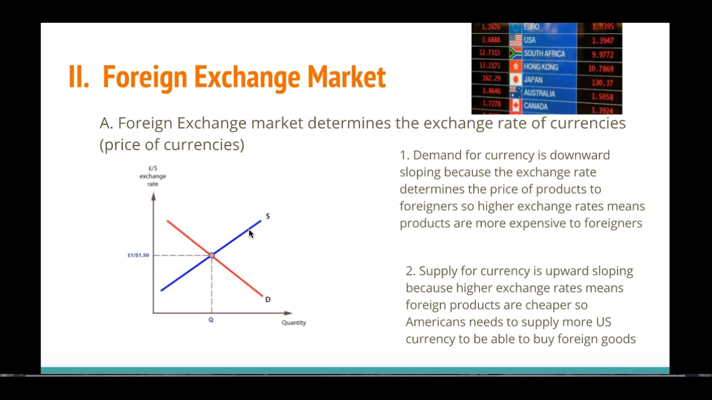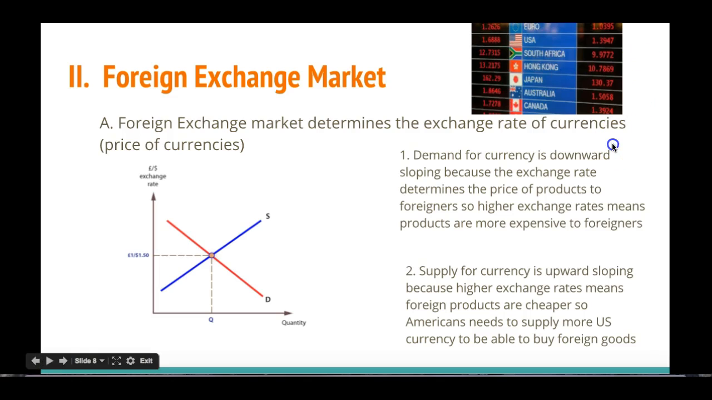So hopefully that makes sense. But this is basically how exchange rates are actually determined. These exchange rates up here, this is just a picture of a board showing the exchange rates. Those exchange rates are determined by supply and demand. And when they move, it's because supply and demand moves.